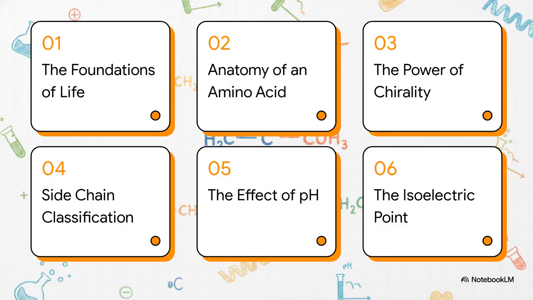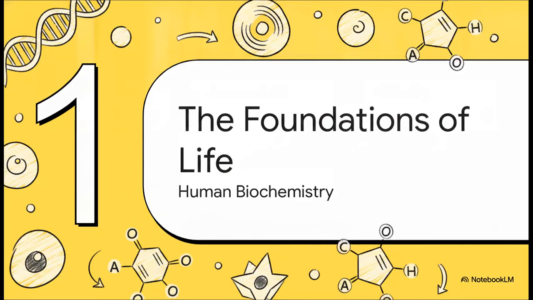To get there, we've got a bit of a roadmap. We'll start with the literal foundations of life, break down the anatomy of these molecules, look at this wild concept called chirality, classify their side chains, and then wrap up by seeing how pH totally transforms them, culminating in the isoelectric point. Okay, starting off with the incredible foundation of human biochemistry.